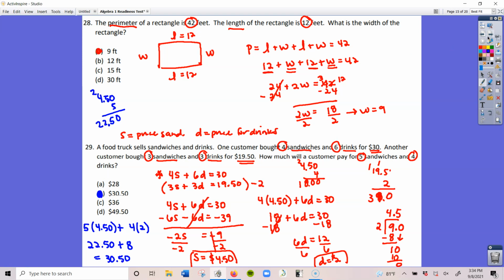Let's go on to 30. And if at any point in time you need time to work this out on your own, you can always pause the video, work, and then check your answer.